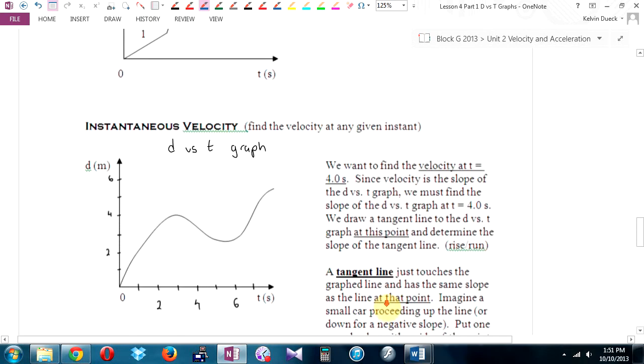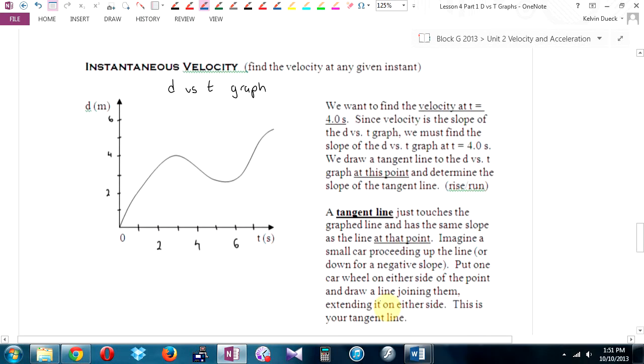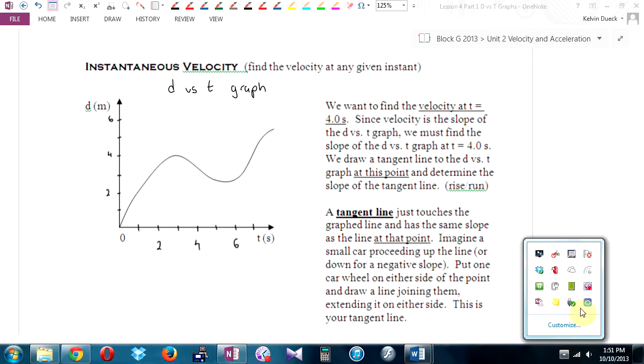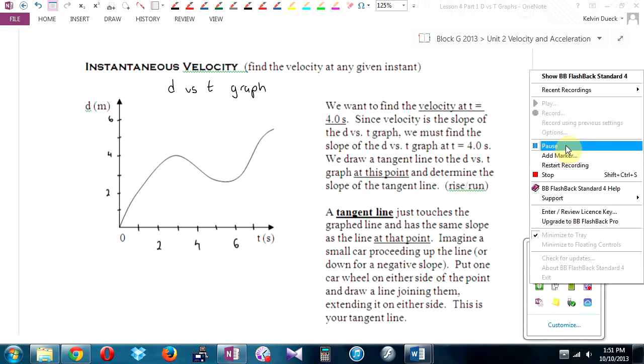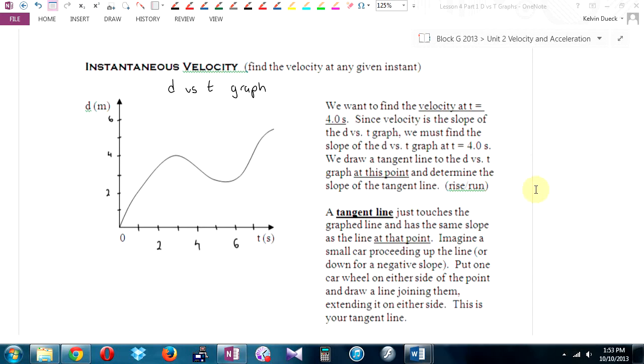What if they give me a curve? For this, you're going to need a ruler. So if you don't have a ruler, you want to come and get one. It's going to be a little awkward for those of you watching at home because you'll be able to see what we're doing, but that's okay.